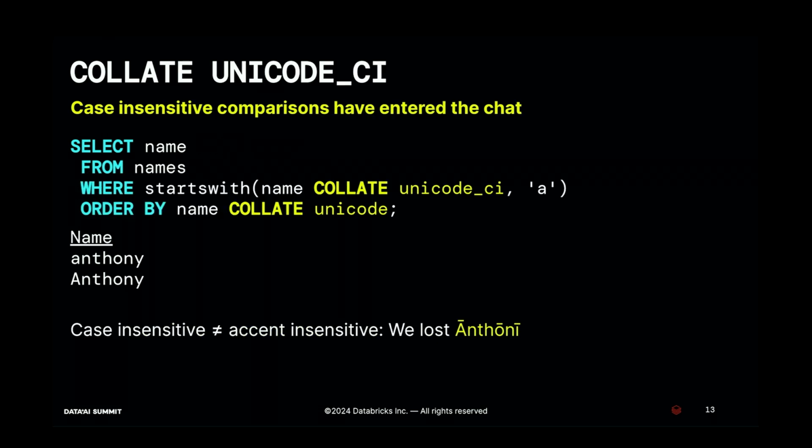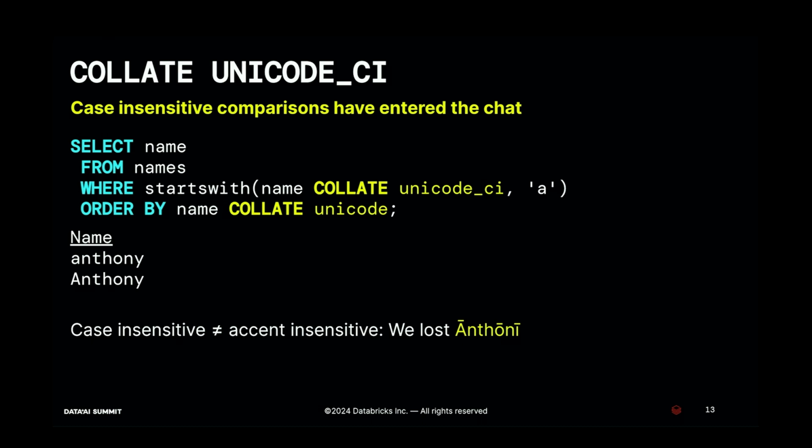Okay, so now the next one up, which was actually the one that caused us to implement this feature, was case insensitivity, and this is called collate Unicode underscore CI, CI for case insensitive. In this case, I'm trying to find all the names that start with an A. But I don't want to say all the ones that start with a lowercase a or with an uppercase a. I just say start with a, in this case a lowercase a. But because I said collate Unicode CI, I get both the lowercase Anthony as well as the uppercase Anthony, okay?